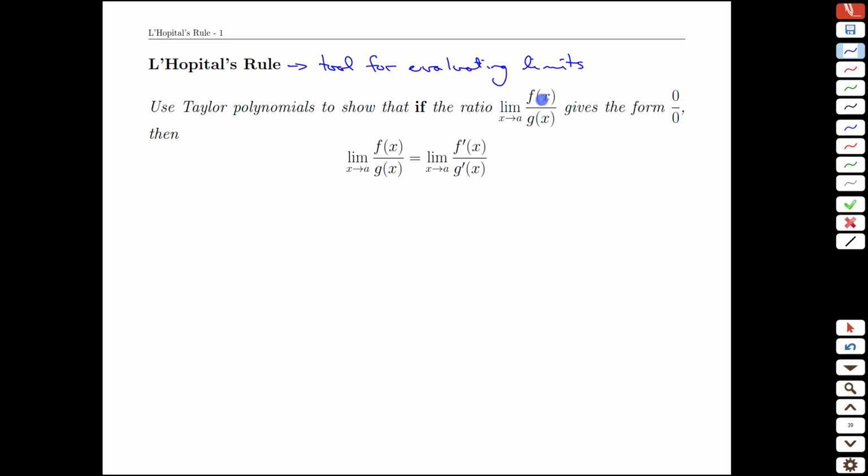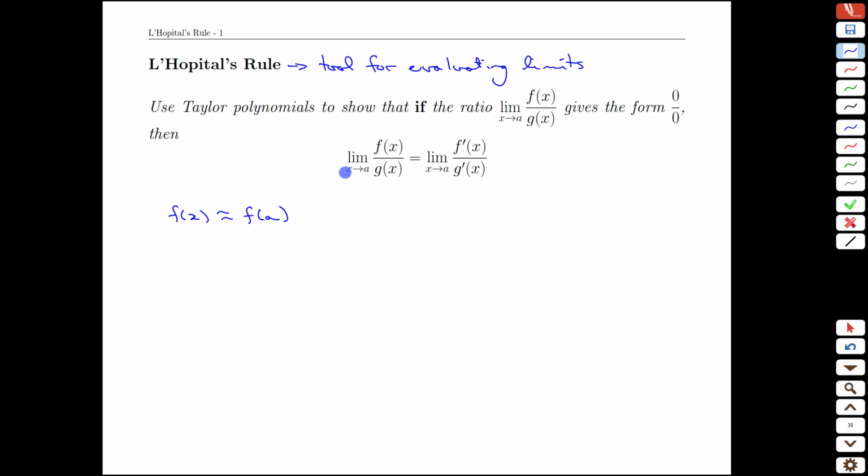To evaluate a limit like this, when it ends up with a 0 over 0 form, we have to transform the limit somehow. And if this is what we started with, there's a non-obvious relation that says we can replace the original limit with the derivative of the top function over the derivative of the bottom function. Where does that even come from? Well, it comes from our Taylor approximations.